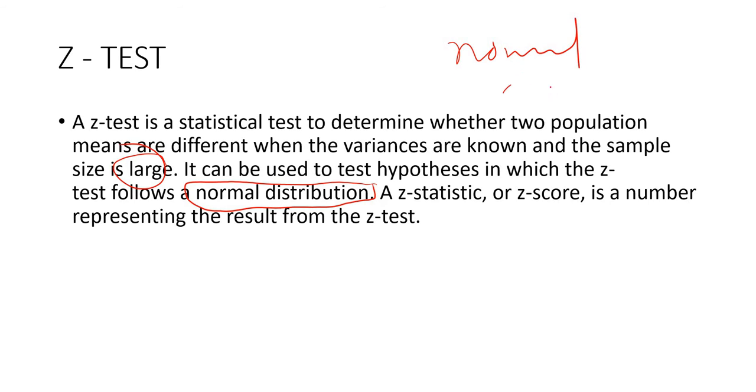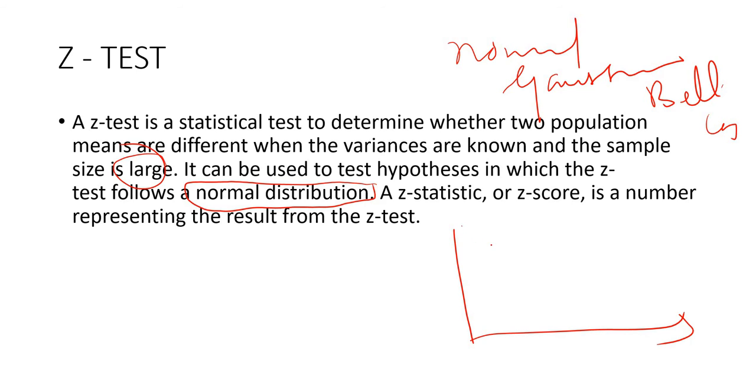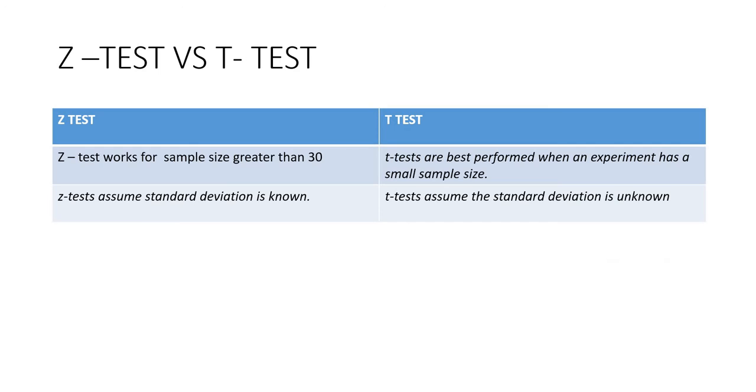Normal distribution is also known as Gaussian distribution. It's also known as the bell curve. You are familiar, bell curve means the shape of a bell. The distribution is like this. This is normal distribution. Then only we can go for z-test. A z-statistic or z-score is a number representing the result from the z-test. Fine. You got it.